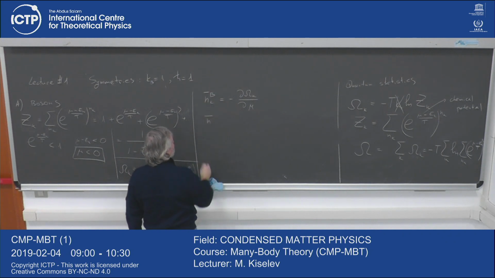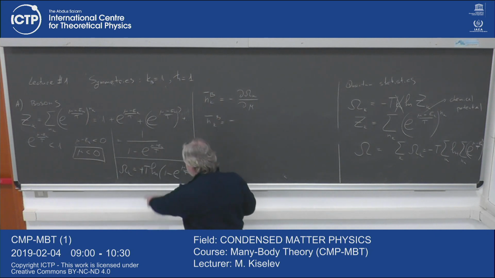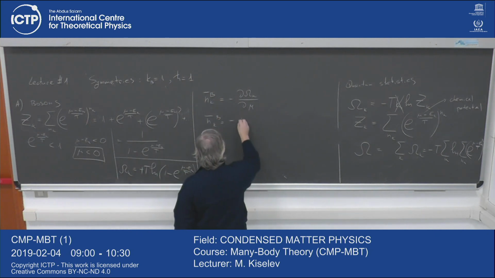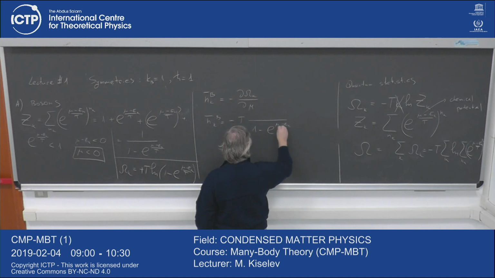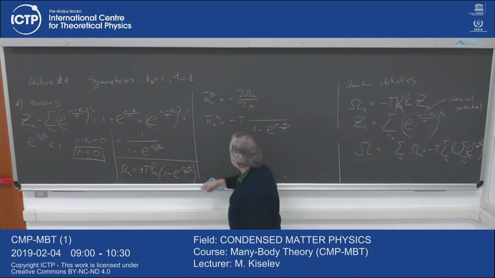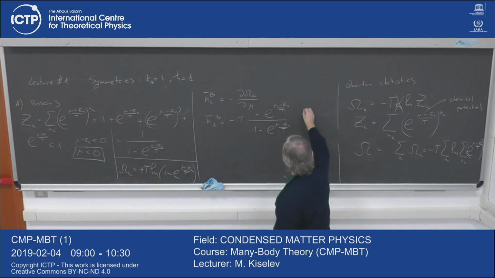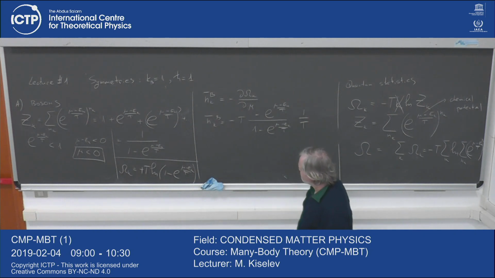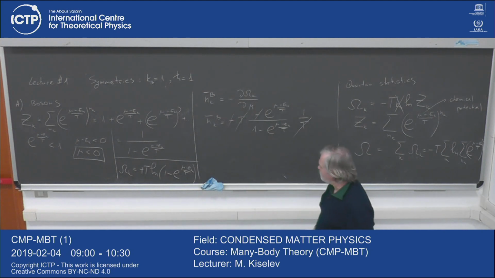Maybe I put a bar, meaning that this is an average. This is minus temperature. The derivative of the log gives 1 over 1 minus e to the power mu minus epsilon k over temperature. The derivative of the argument gives me minus e to the power mu minus epsilon k over temperature. And there is the derivative with respect to mu, which gives me 1 over temperature. So minus and minus give me plus. Temperature and 1 over temperature cancel out.